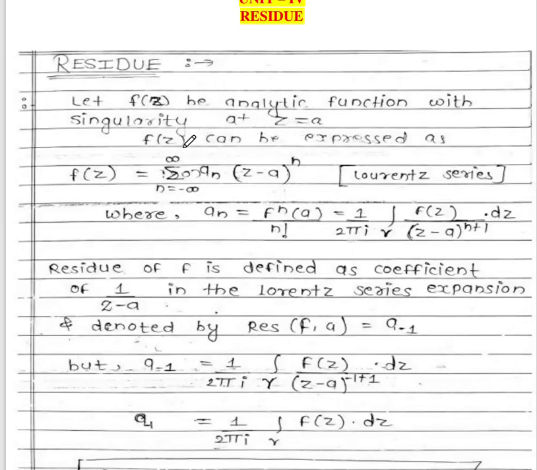Residue means f of z is an analytic function with a singularity at z equal to a. Then f of z can be expressed as a Laurent series, which is given in this type. Now there is another definition: the residue of the function f is defined as the coefficient of 1 upon z minus a in the Laurent series expansion, and it is denoted by residue of f at the point a, equal to a minus 1.